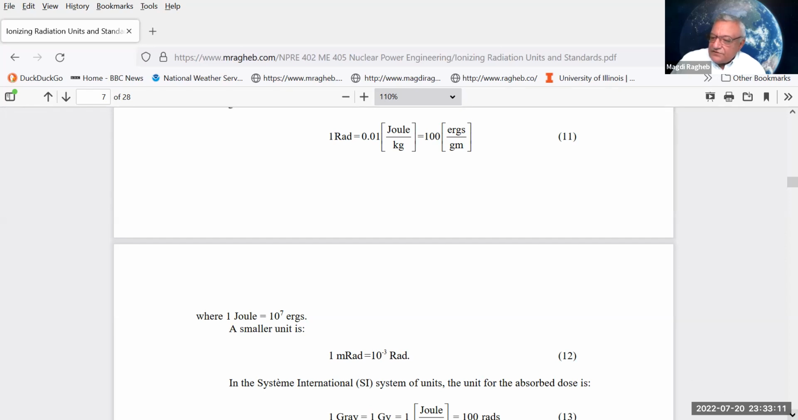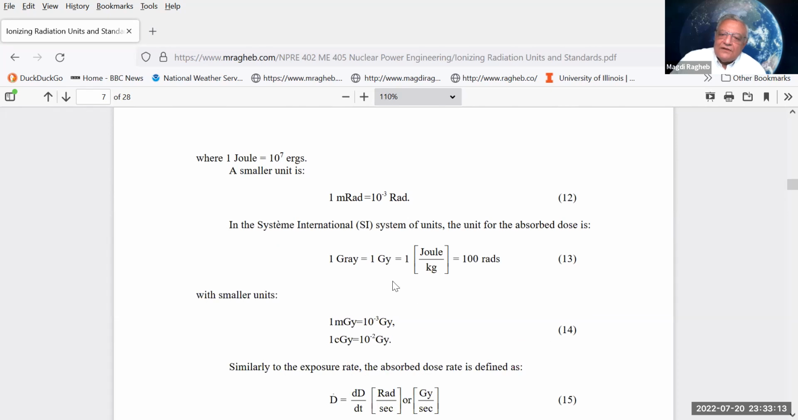That is in the conventional system of units, and in the SI system of units, we honor a gentleman, Mr. Gray there, who did research in radiation. And the gray is the unit of the absorbed dose in the SI system of units. And that corresponds to 1 joule per kilogram. So joule and kilogram are units in the MKS, or meter kilogram second, or what we call today the SI system of units. The interesting thing is that 1 gray is equal to 100 rads.